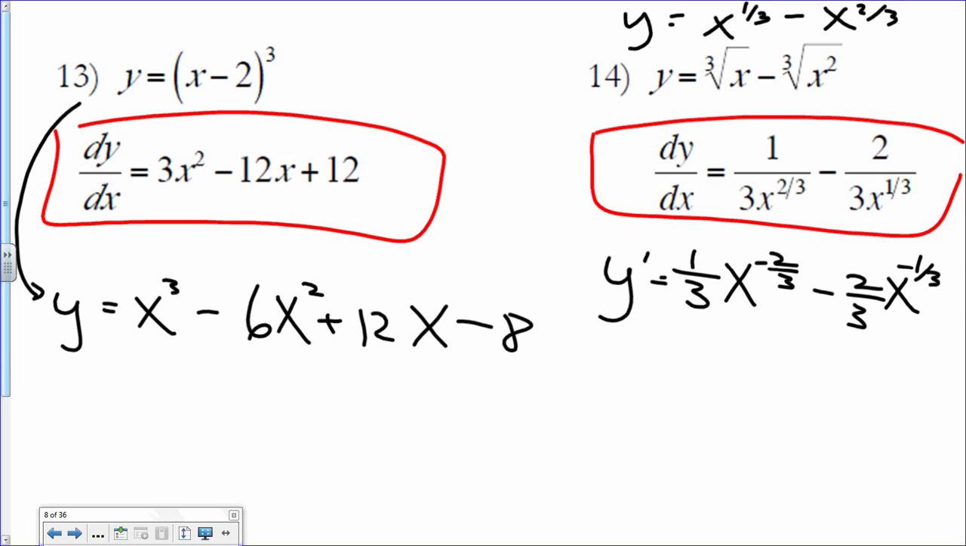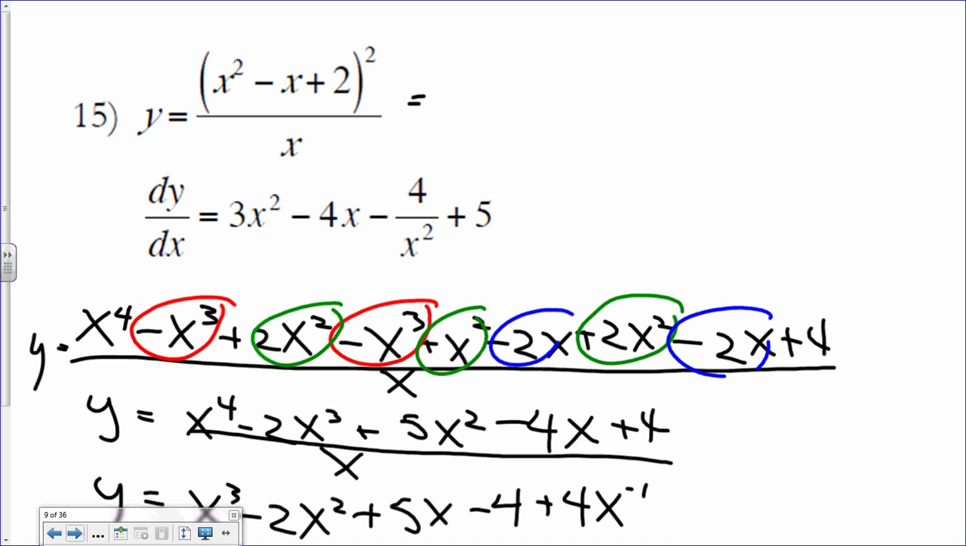You have to know how to rewrite things. If it's multiple choice and your answer is not there with the negative exponents, you're going to have to find it and know how to do it. But if it's just for me and it's just written out, I'm okay with just leaving it.